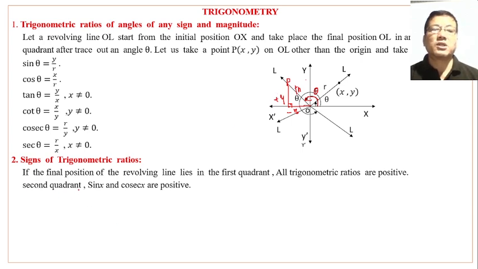In the second quadrant, sin x and cosec x are positive, as the other side is positive and y is positive, while x is negative. So x by r, or r by x, is negative again. When the revolving line's position is in the second quadrant, the angle is between 90 degrees and 180 degrees, and the right triangle is formed with the right angle; y is positive and x is negative.